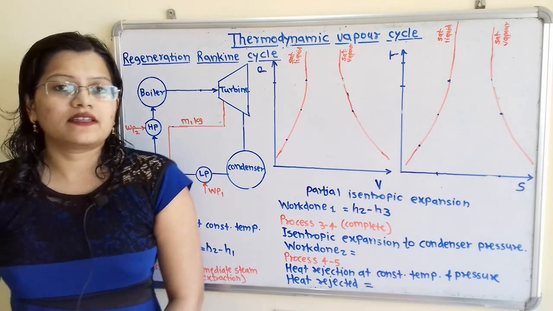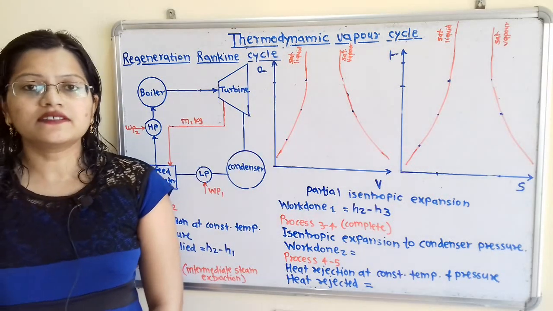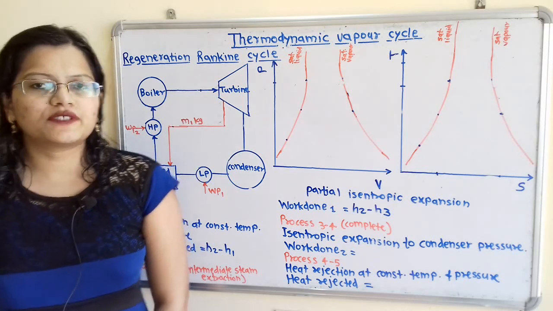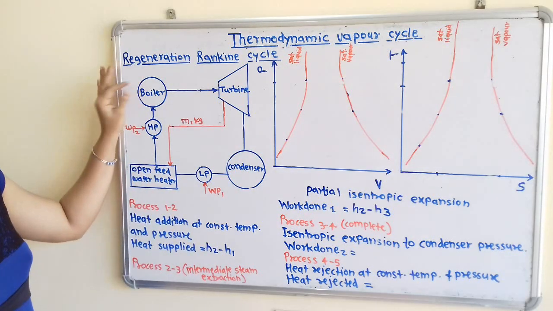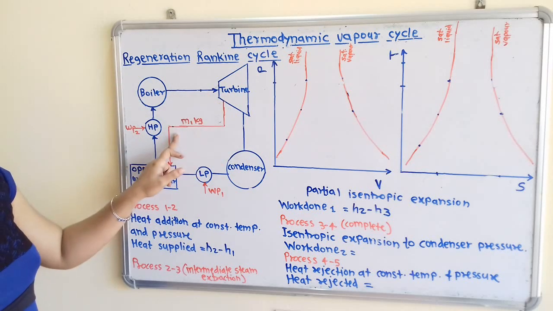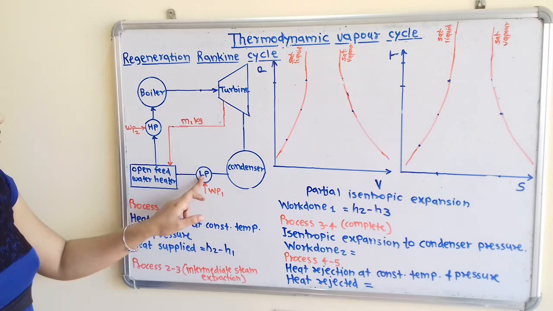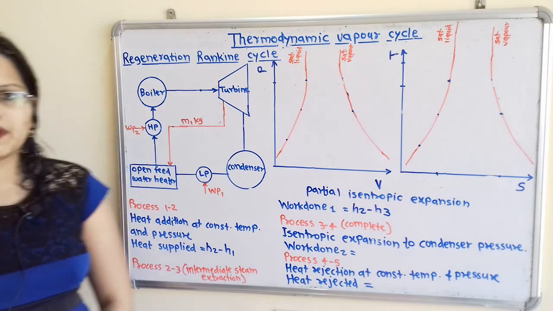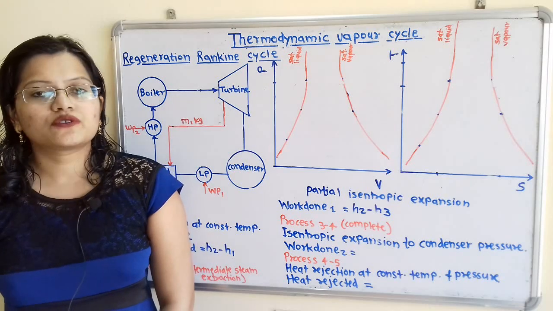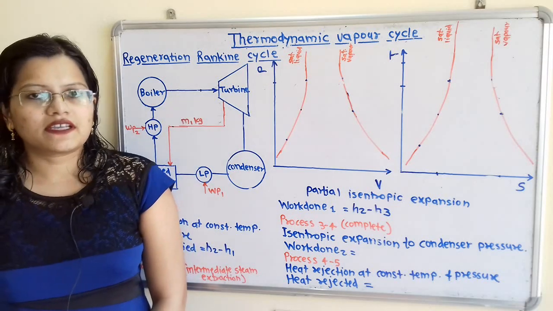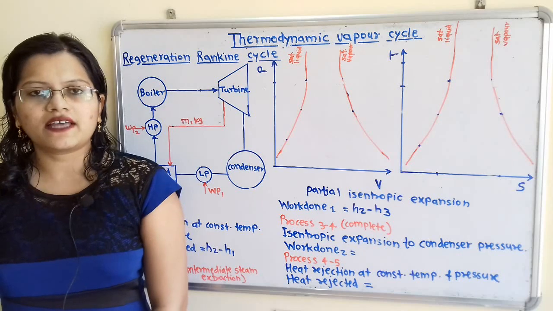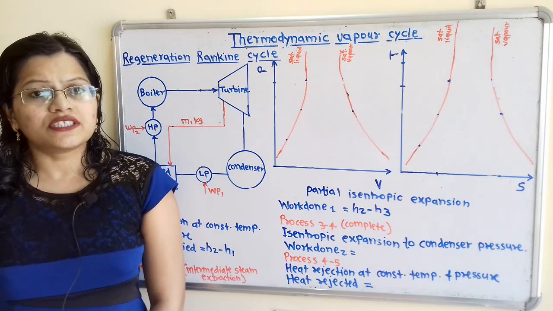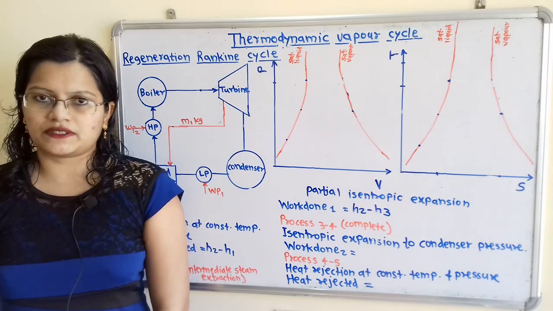As this cycle is thermodynamic vapor cycle, steam is used as a working substance. If we observe the diagram, here is boiler, turbine, steam extraction, then the condenser, low pressure pump, open feed water heater and high pressure pump are the main components through which steam is passing when the different processes are taking place. Now we will consider what is the initial condition of the working substance.